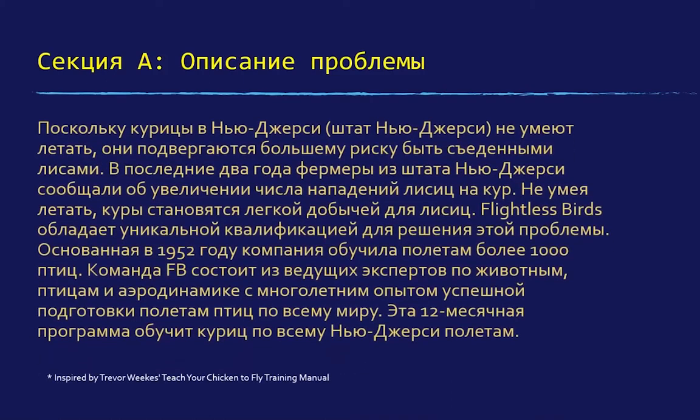So here's my problem statement. This is just an example. Again, I'll go back to using the issue of chickens. Because chickens in New Jersey don't know how to fly, they're at greater risk of being eaten by foxes. So now I talk a little bit more about it. In the past 2 years, New Jersey farmers have reported an increase in foxes attacking chickens. Oh boy. Without the ability to fly the coop, the chickens are easy prey for the foxes.